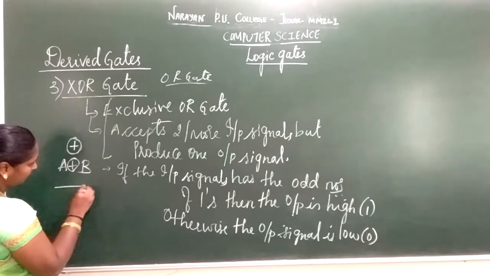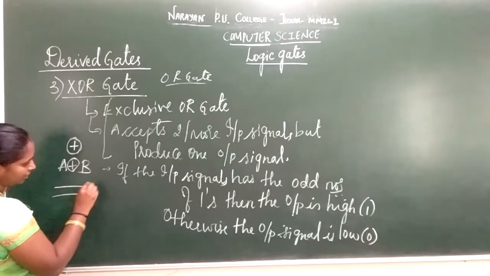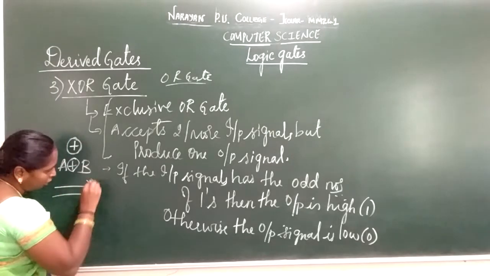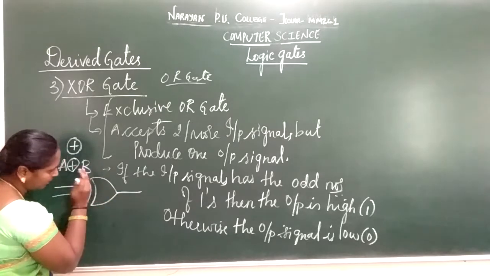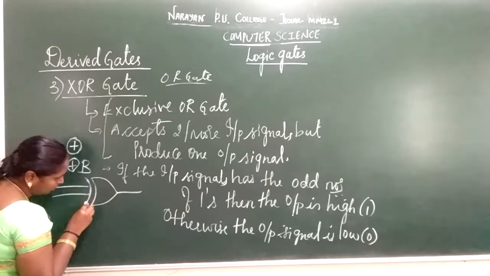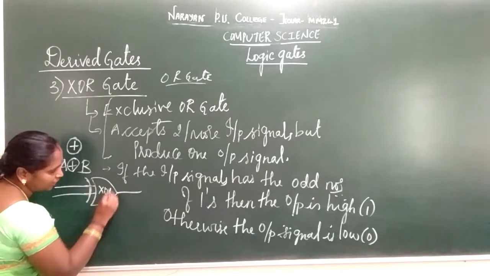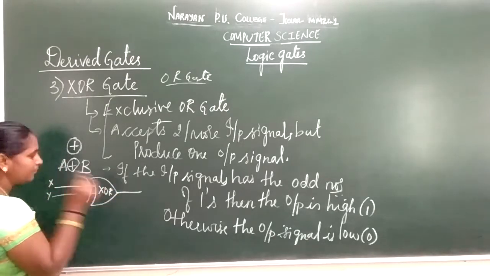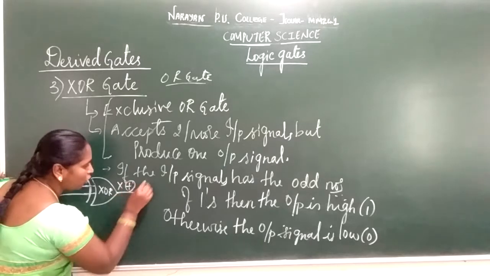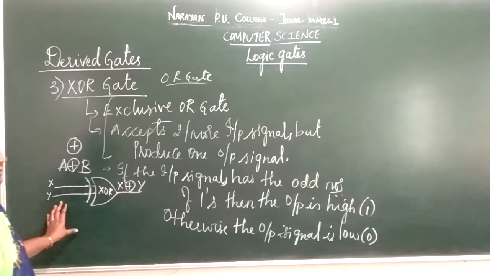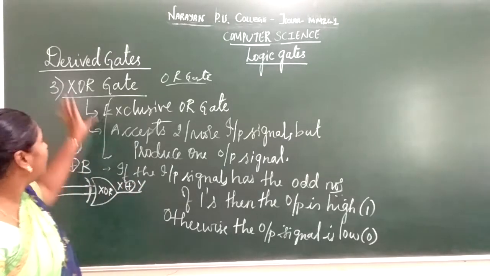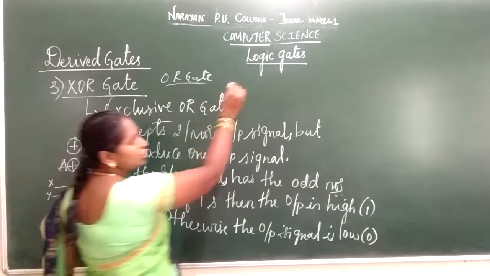The logic gate used to represent the XOR gate is similar to the OR gate. This represents the OR gate, and you put an extra curve to represent that it is an XOR gate. This is an XOR gate, with inputs X, Y, and output X XOR Y. So till here we have discussed the XOR gate in yesterday's class, and we have also solved it.